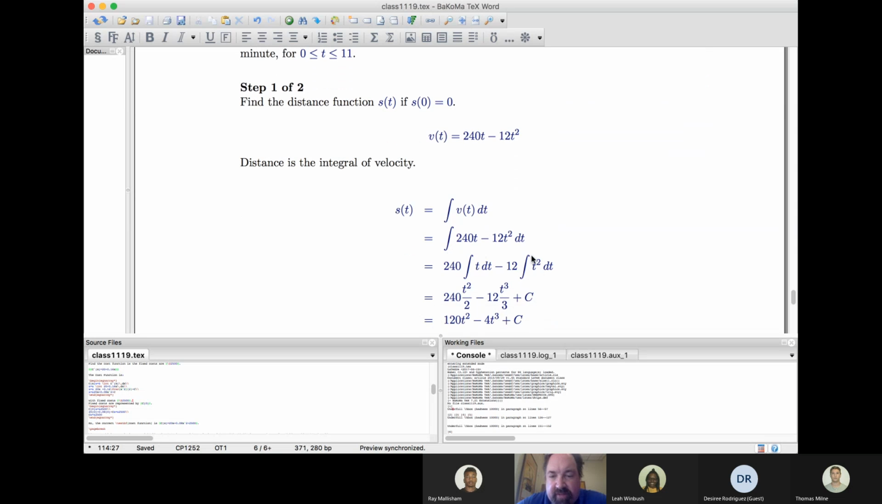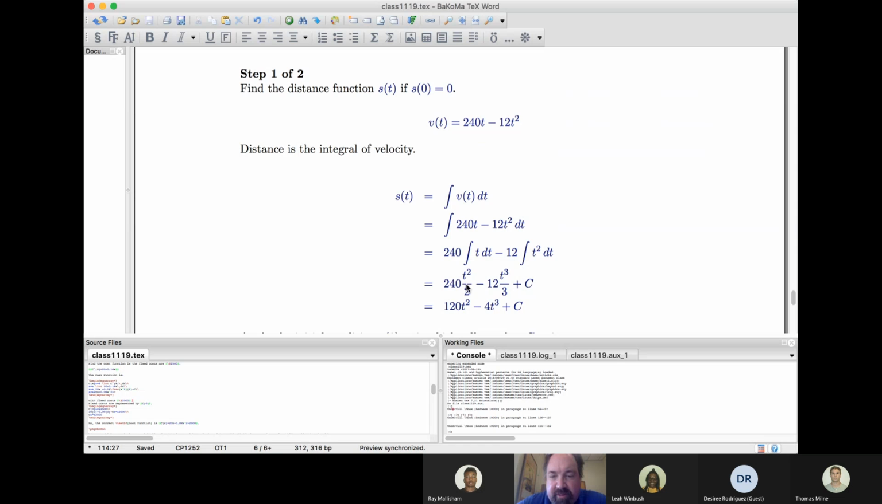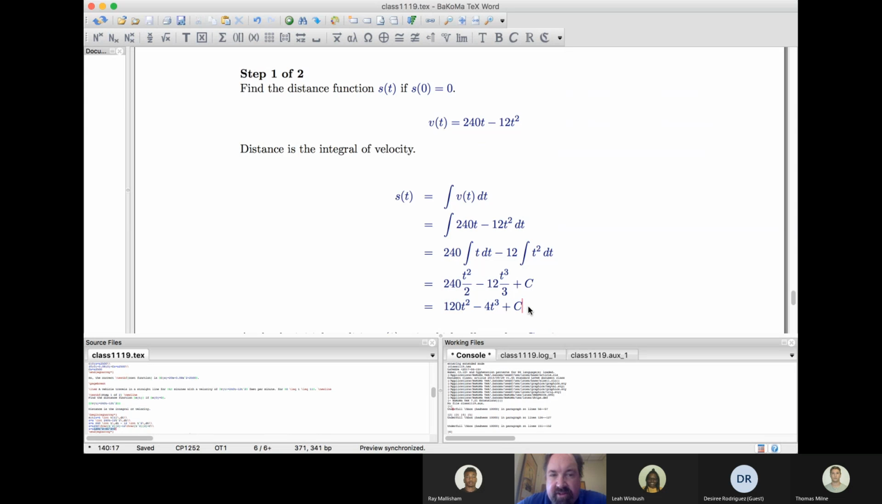So we work out the indefinite integral by breaking this up and handling each term individually. Integral of t would be t squared over 2. Integral of t squared would be t cubed over 3. Don't forget the plus c. So this is our distance function, but incomplete.